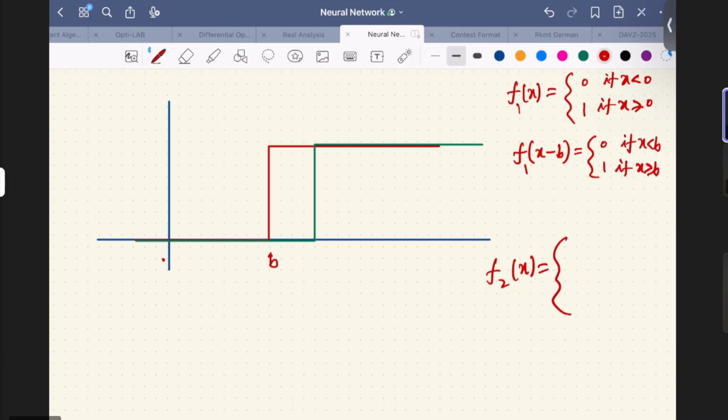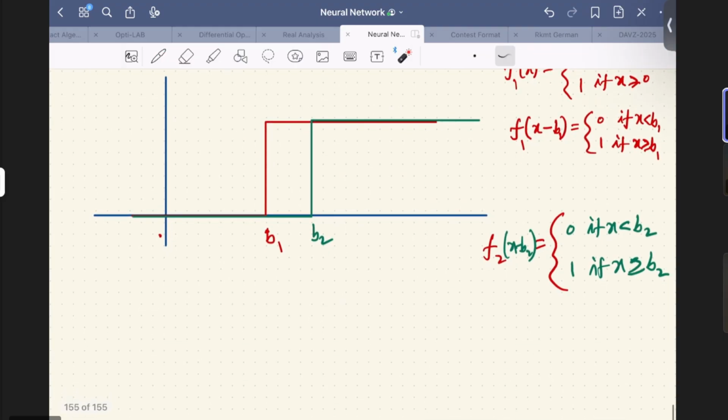f2 of x equal to, like, let me take this one as b1, so that I change this b1. Let me take this one as b2, the point, there's a different thing now. This one would be f2 of x minus b2. So now 0 if x is less than b2, 1 if x is greater than or equal to b2. Now you think of it, something I can do with f1 and f2 such that I can get this region. What I can do with f1 and f2 so that only I will get this one? So what should I have to do?